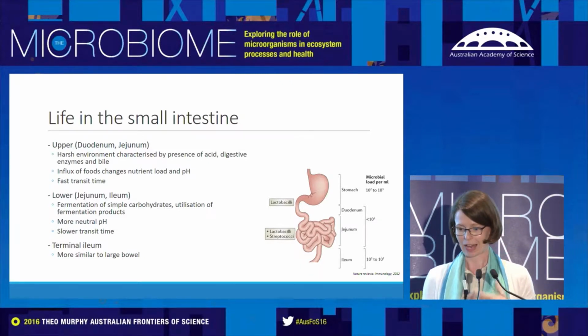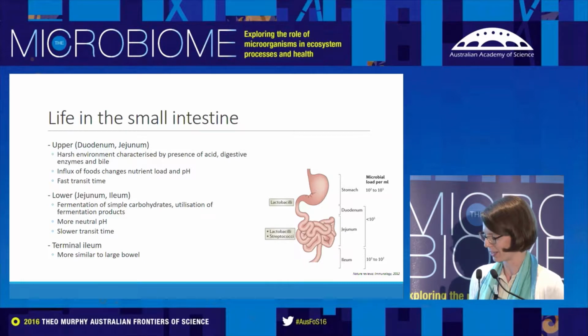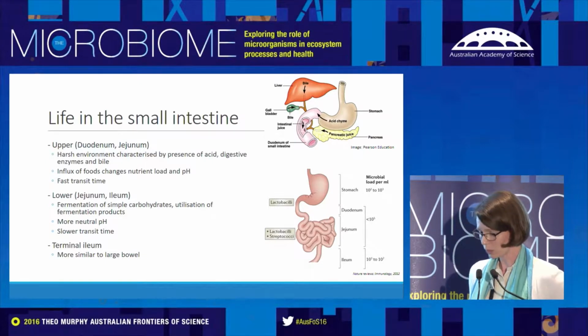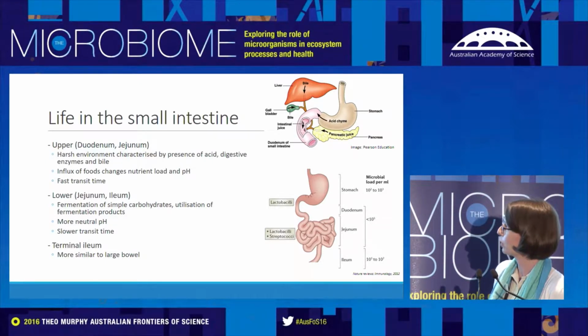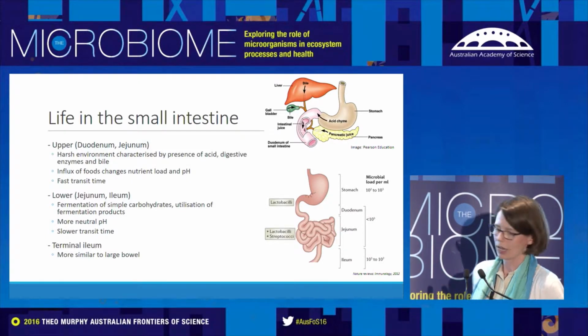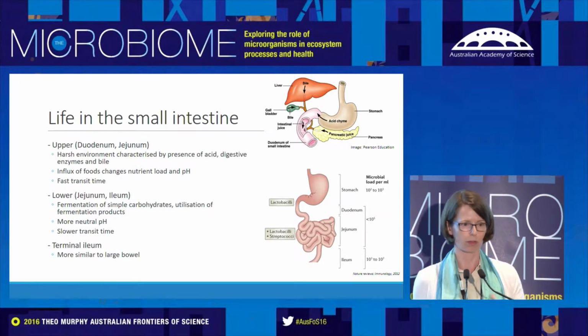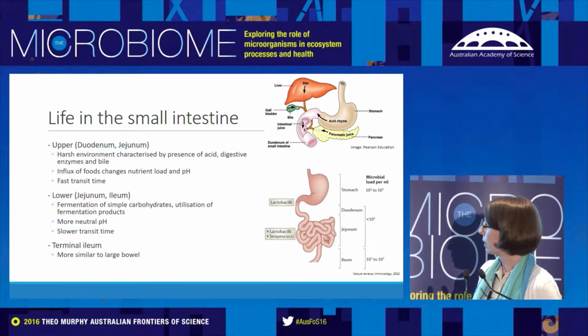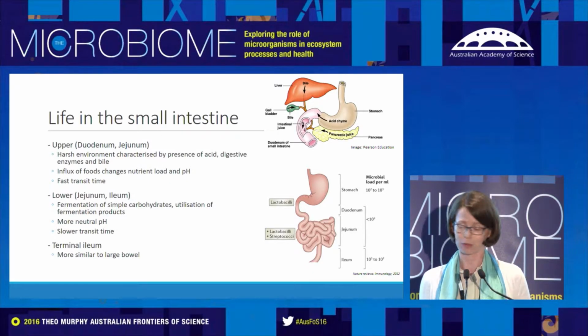So as a microbe, what would I experience if I was in these different niches? The first part of the small intestine, the upper portion, we're talking about the duodenum and the jejunum. This is a very harsh environment. It's characterised by the presence of acid, chyme, that enters from the stomach. You've got digestive enzymes, bile, influxes of food and nutrients which then move through, and quite a fast transit time. As you start to move lower in the tract, you move to a more favourable environment for microbes.